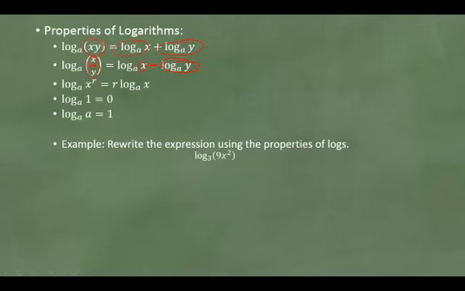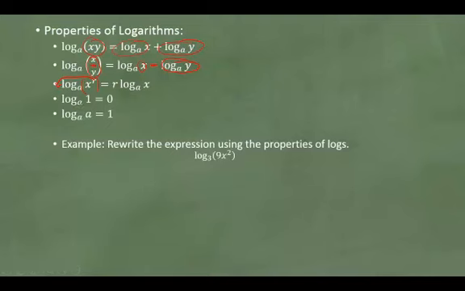There's an exponential rule that says log of x to the r, where you have some x to some r, is the same thing as taking this r and writing it down in front. R times log of x.